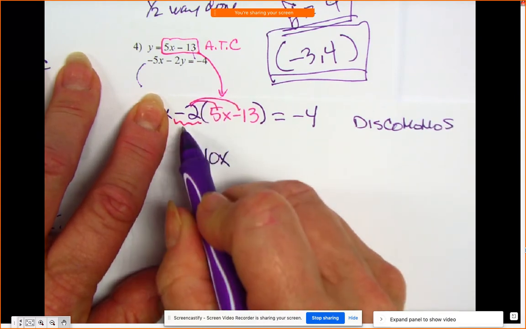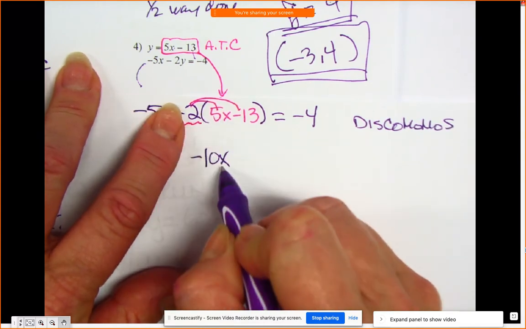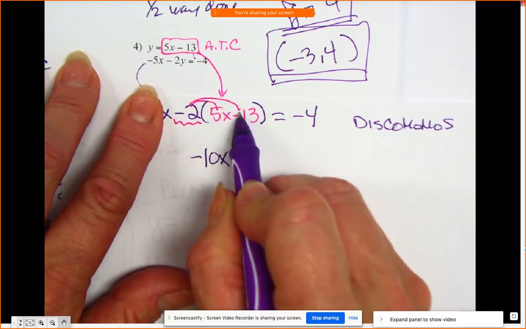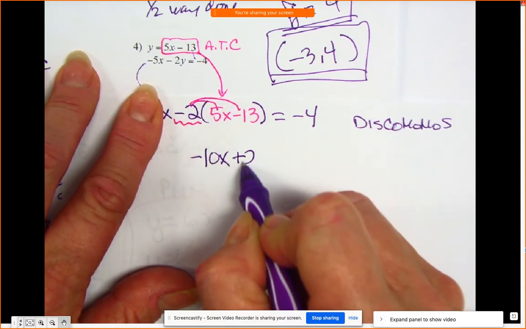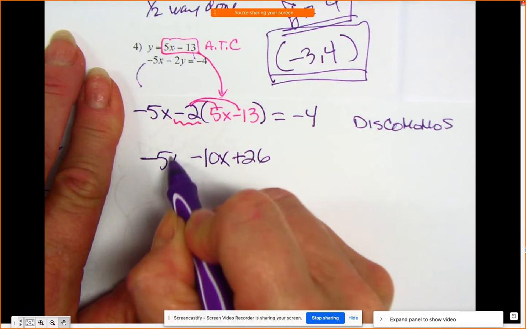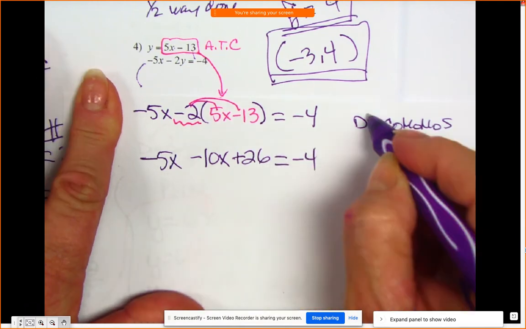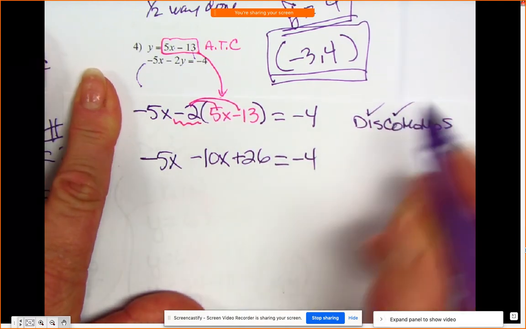Because you always will get negative 10x, that you don't mess up because you go, oh, it's negative 2 times 5 is 10x. It screws up this: negative times a negative is a positive 26. That negative 5x is still there. I've now distributed. Now I've got to combine like terms.